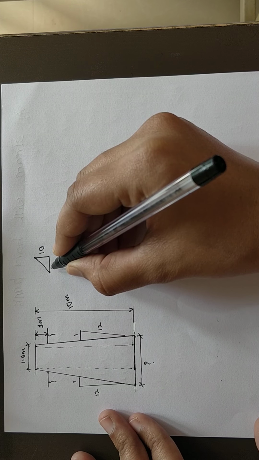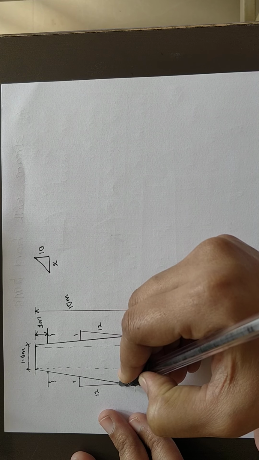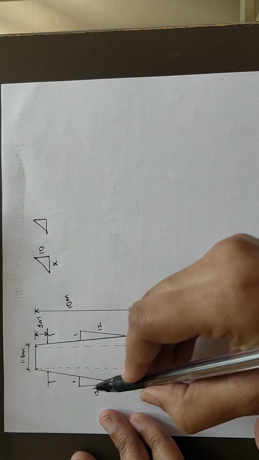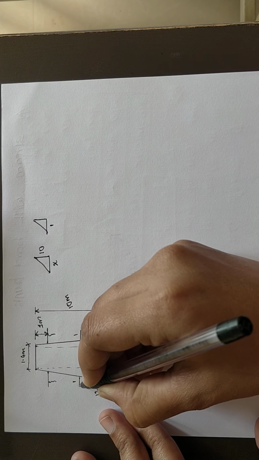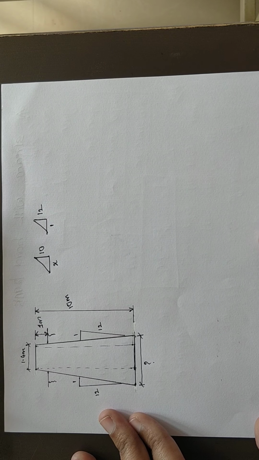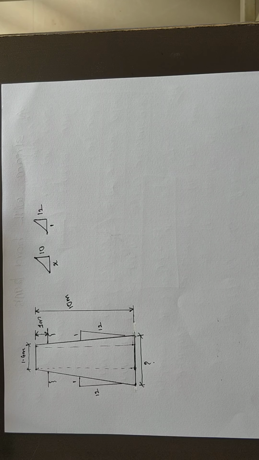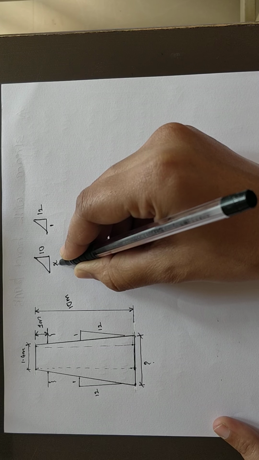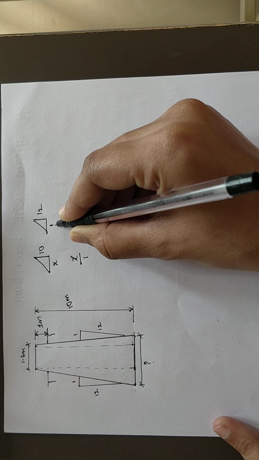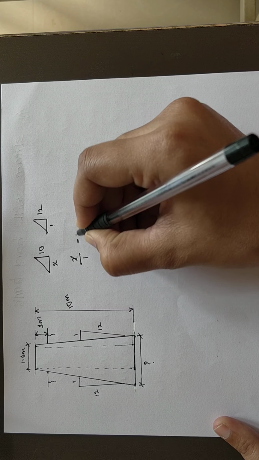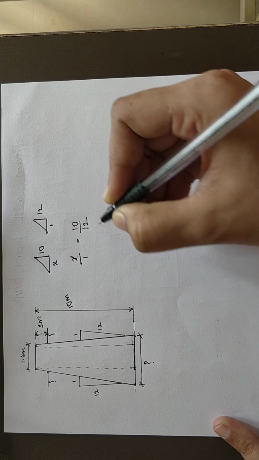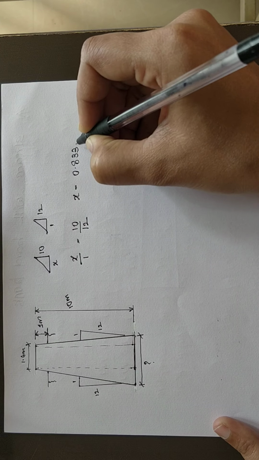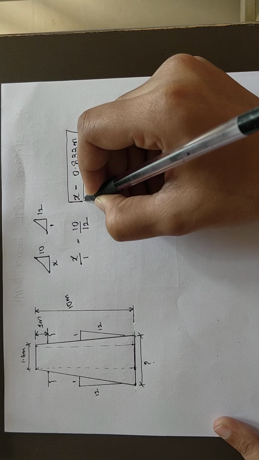This is one right angle triangle and the side batter they have given 1 in 12, that is base width 1 and the vertical height 12. Using similar triangle property, equate both sides of the triangle: x divided by 1 equals 10 divided by 12. Calculating, you will get the x value as 0.833 meter.